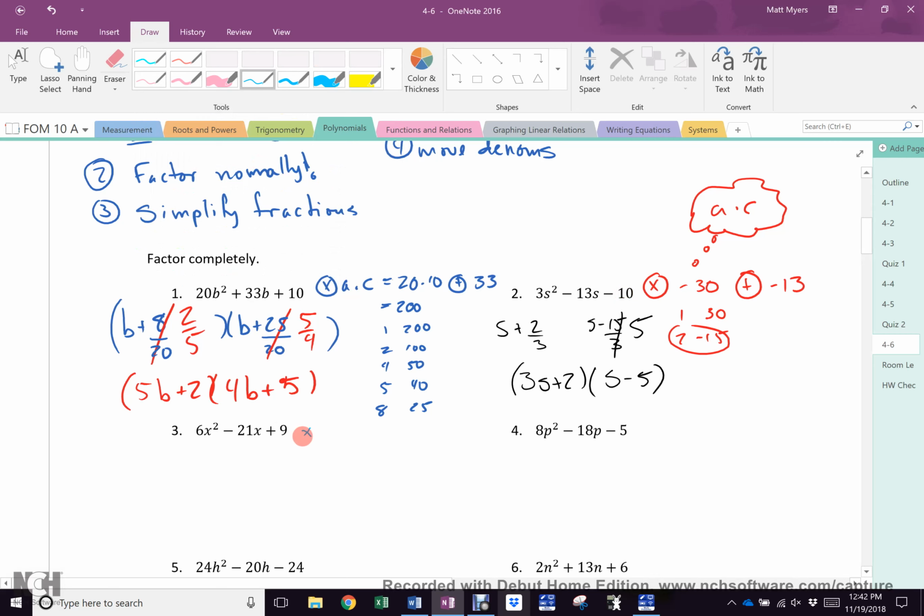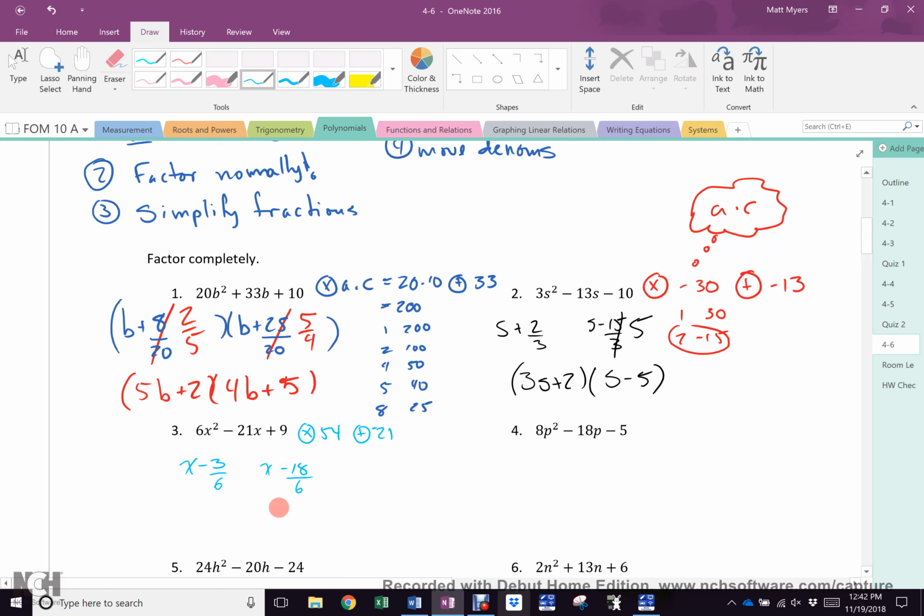6 times 9, I've got to multiply to 54 and add to what? 21, right? Negative 21. Thank you. Is it 1 and 54? 2 and 27? 3 and 18? 3 and 18, right? So it is x minus 3, but it's not minus 3, it's 3 over 6. And x minus 18, but it's not 18, it's 18 over 6.